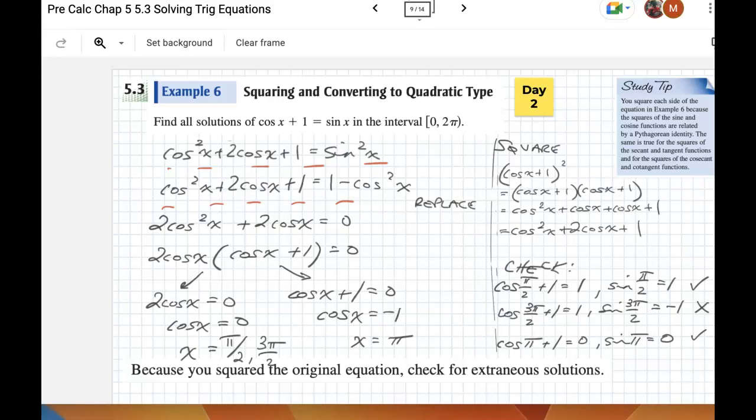Collect like terms, and you get to a spot where you've got 2 cosine squared x plus 2 cosine x equals 0. Bringing everything to one side and setting it equal to 0 is a bona fide quadratic equation solving technique, and so if you did that, of course, that's another conceptual leap in this question. And then putting into place factoring and setting us equal to 0 using that zero product property.